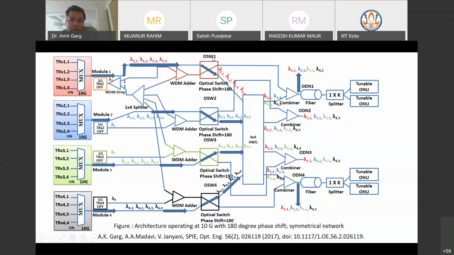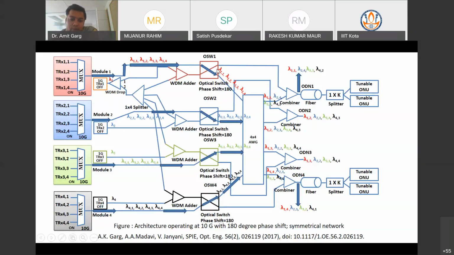There is one optical switch. If the phase shift of this optical switch is 180, it means these wavelengths will appear at this point. If the phase of this switch is 0, it means these wavelengths will go directly towards this side. Now see, this is transmitting the wavelengths lambda 21, 22, 23, 24. These are appearing at this point. Lambda 31, 32, 33, 34 are appearing at this port. And similarly, at the fourth input port of the AWG, we have lambda 41, 42, 43, 44.